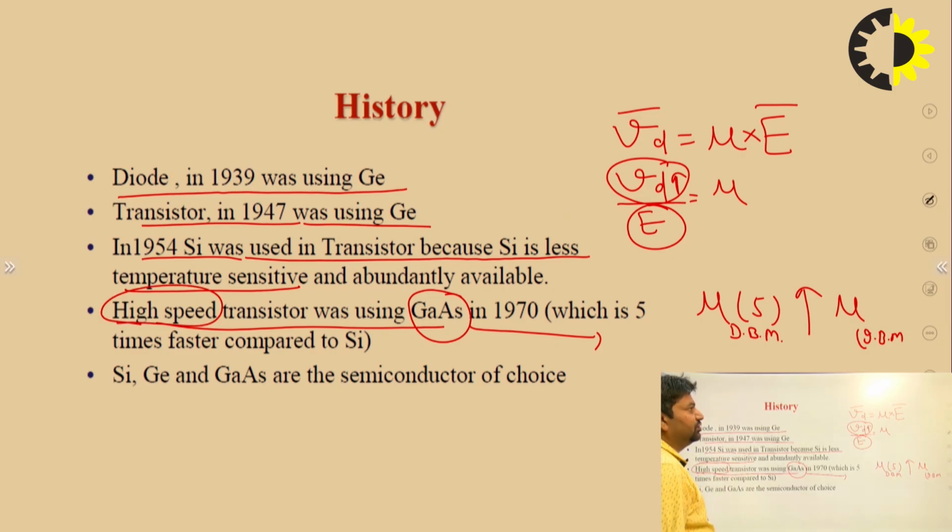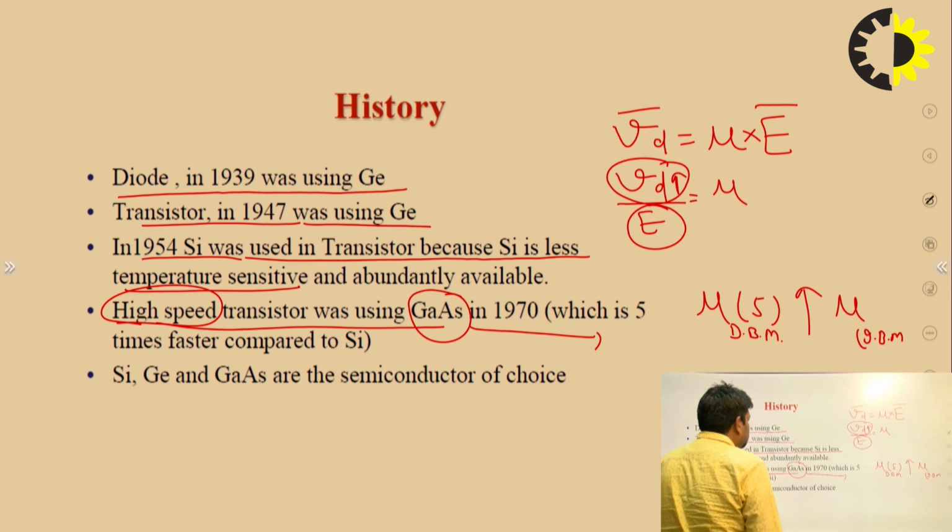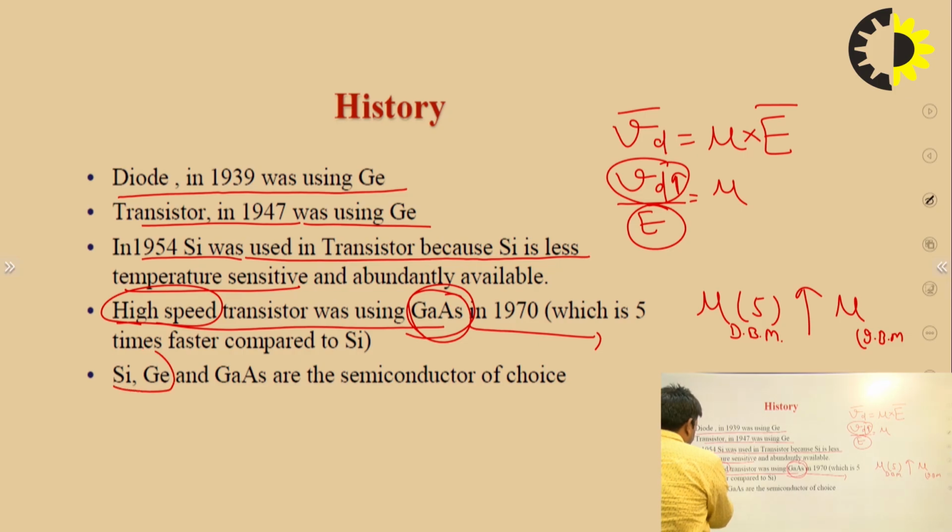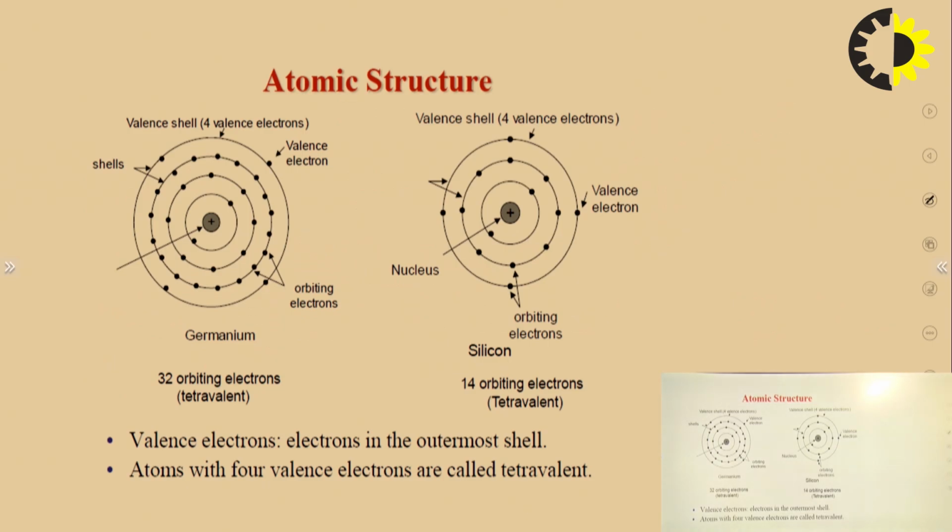So if we utilize any transistor or diode for a high speed or high frequency purpose, we use mixed materials or direct band gap materials, like gallium arsenide or gallium indium phosphide. Silicon and germanium are indirect band gap materials, and gallium arsenide is a direct band gap material, which is utilized for high speed or low speed application.